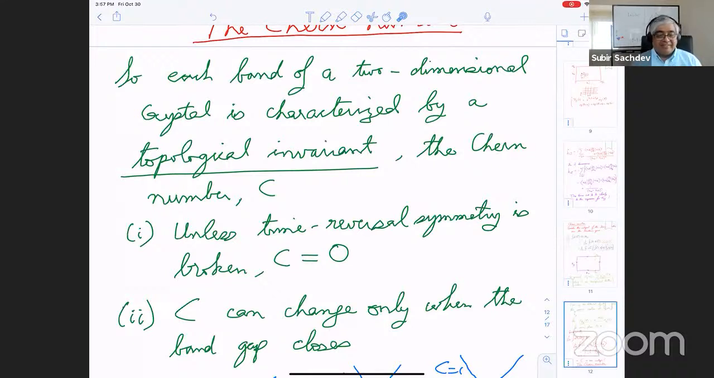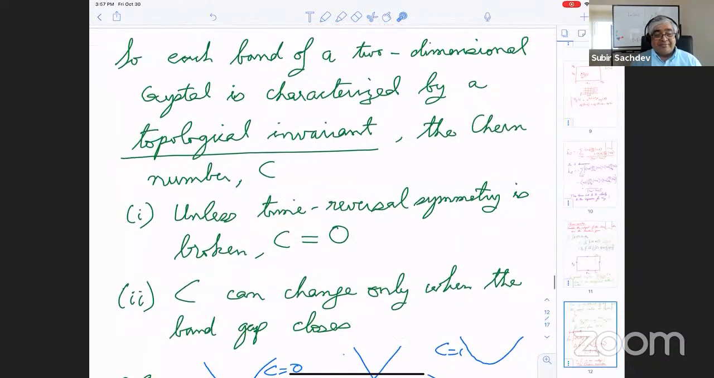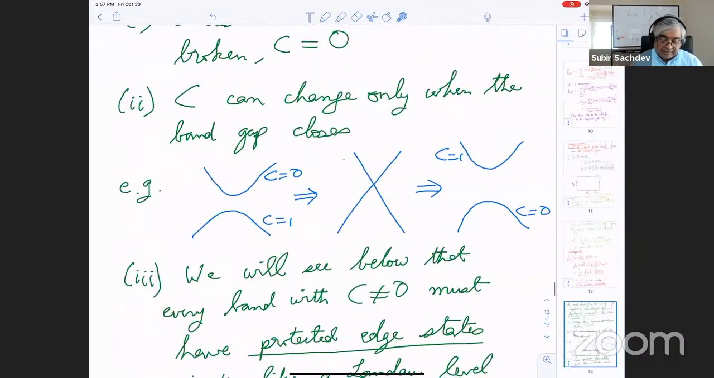So how can C change? Well, you can. In fact, the main assumption in the derivation was that there was always a gap. So if you have two bands, say one band with Chern number 1 and another band with Chern number 0, then they have to meet at some point in momentum space and then separate again. And it's only this process that can lead to a change in the Chern number.